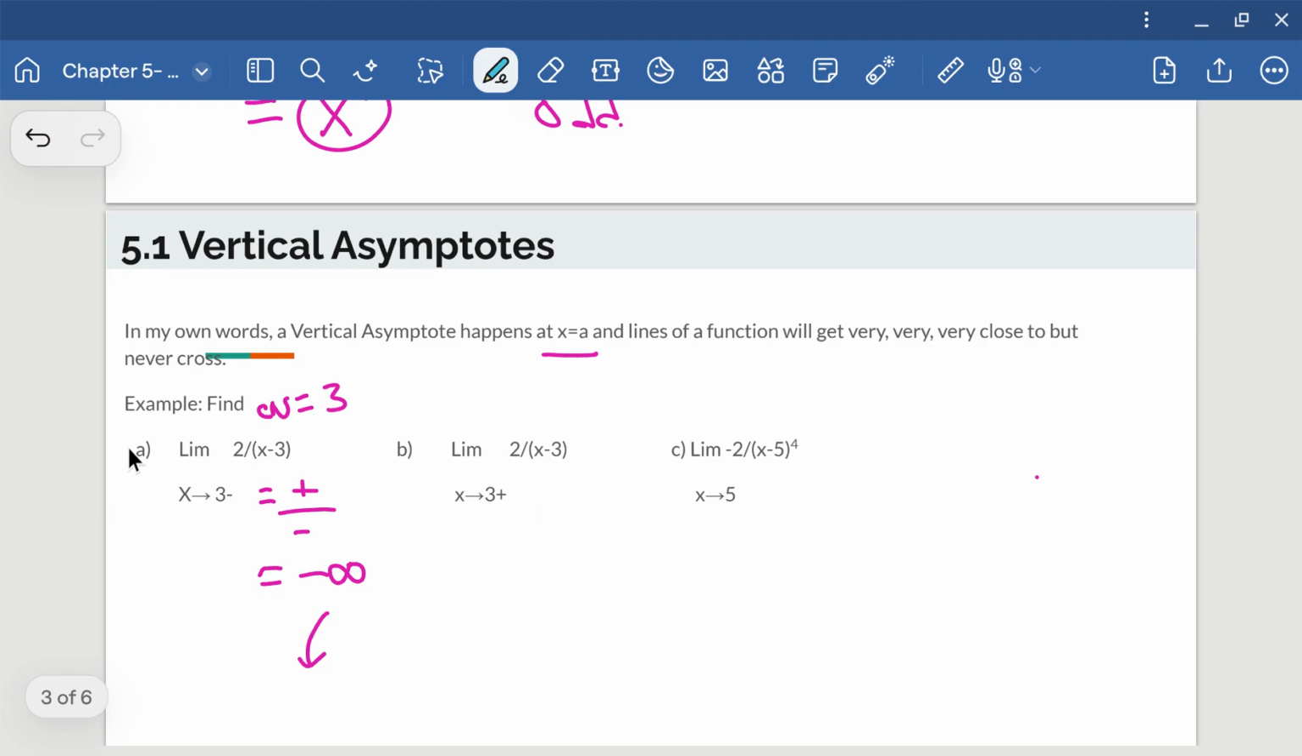Then in the next part, if I came from the positive side and plugged in a number a little bit bigger than 3, you'd end up with a positive number divided by a positive number. That means your function is heading towards positive infinity.